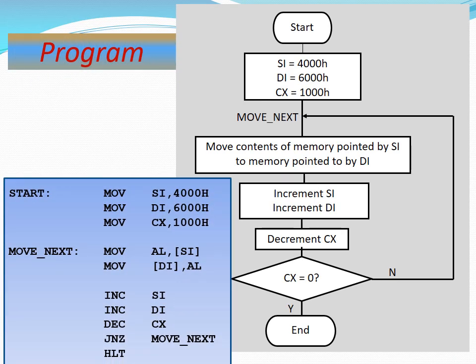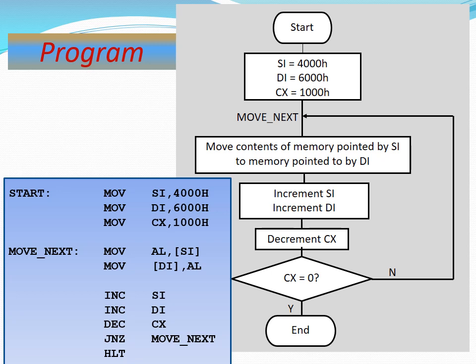This is the program for our solution. The first three instructions initialize the pointers and the counter. The next two instructions are used to move a single item from the source block to the destination block. We note that we first move from the source block to the accumulator, then from the accumulator to the destination block. The reason we do so is because we do not have an instruction that allows us to directly move an item from one memory location to another.